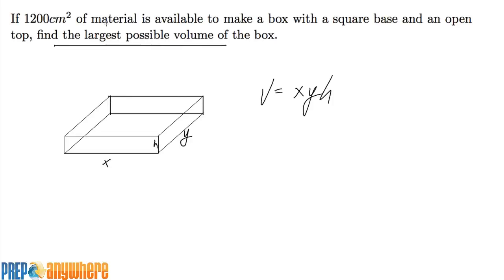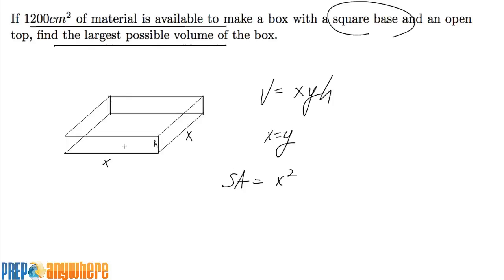So let's read the question carefully. It tells us, first of all, it's a square base, meaning x is actually equal to y, and it has a surface area, right? The material means surface area of 1200. So if this is actually x, right, the surface area is x squared, and this front here is just x times h, but there's four of those, right? This is equal to 1200. And you can see that you can easily isolate the h. Okay, so let's do that.